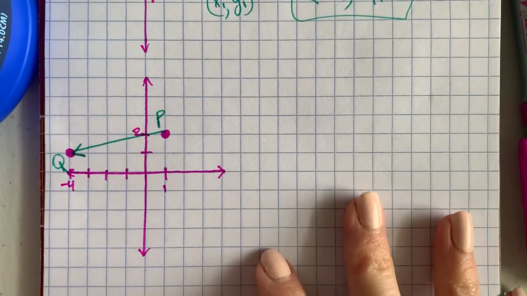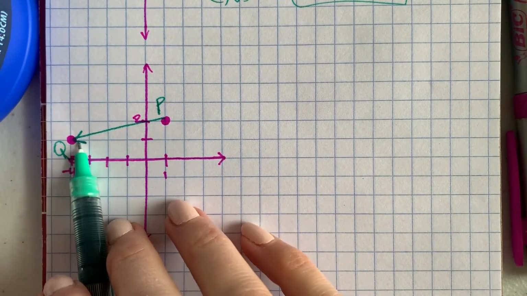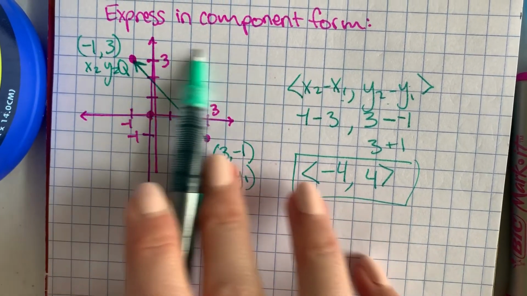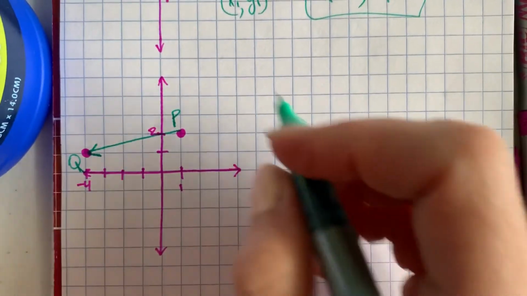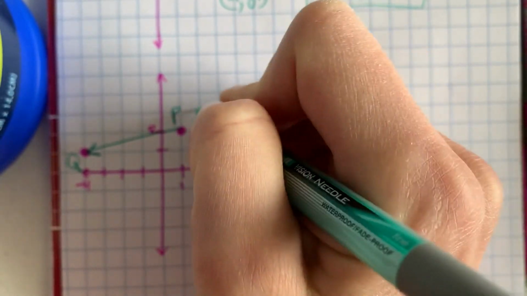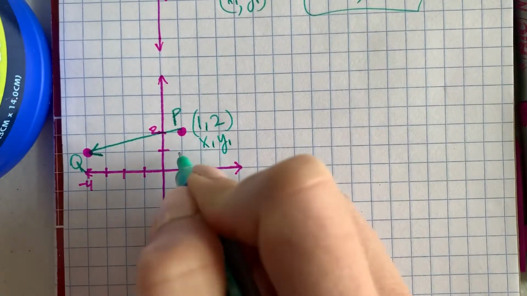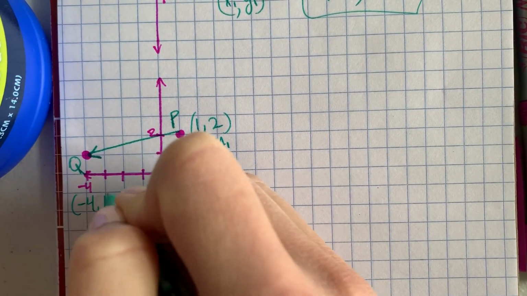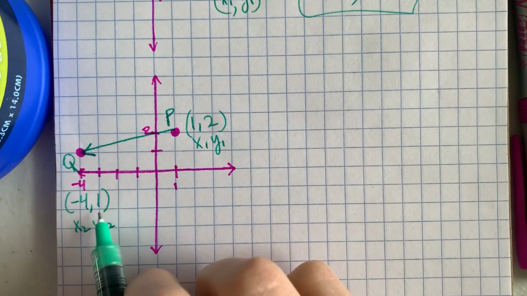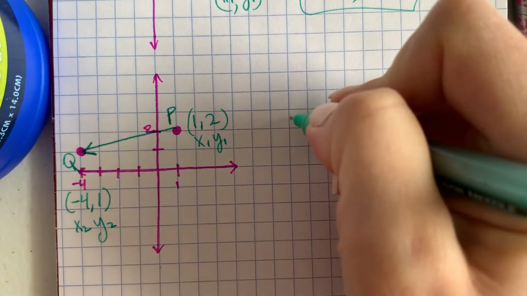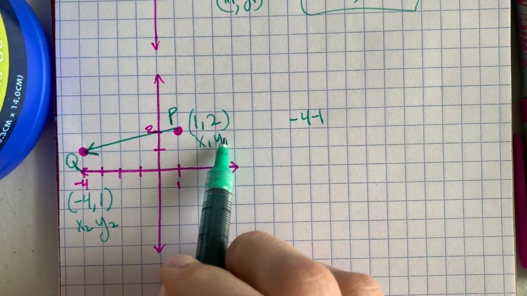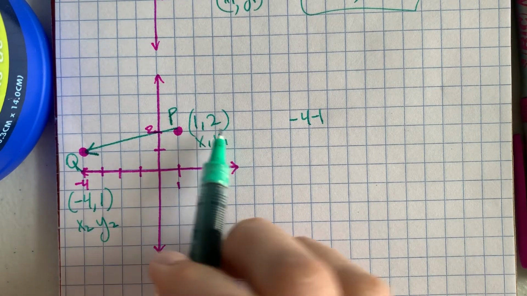Okay, let's try another. We've got from P to Q, and it's the same instructions to express in component form. So let's name our P and Q. P is our initial, always our initial. We're over at 1, up at 2. That is our x1, y1. And our Q, over at negative 4, up at positive 1. That is our x2, y2. So x2 minus x1, that's a negative 4 minus 1. y2 minus y1, that's a 1 minus 2.